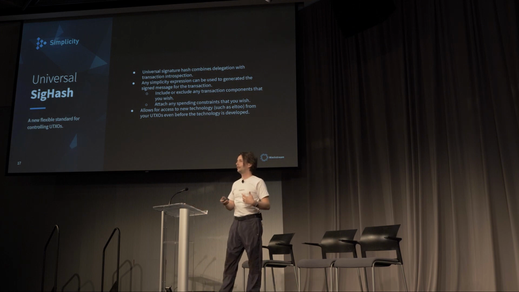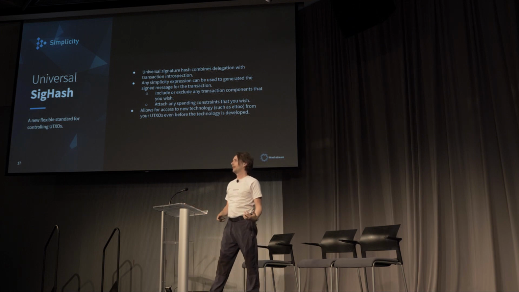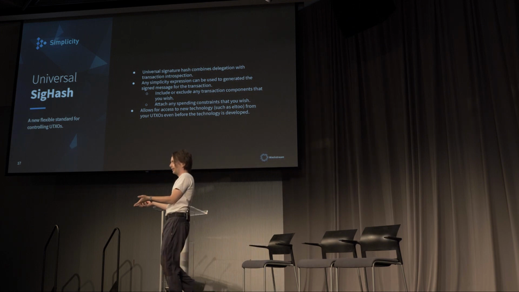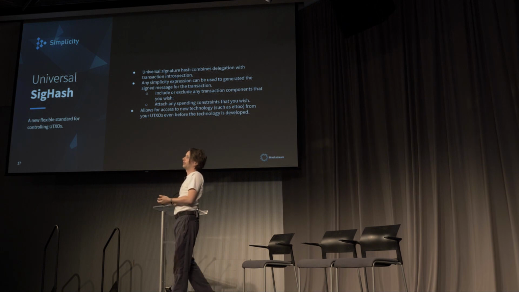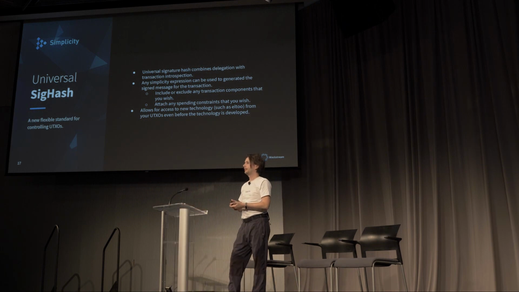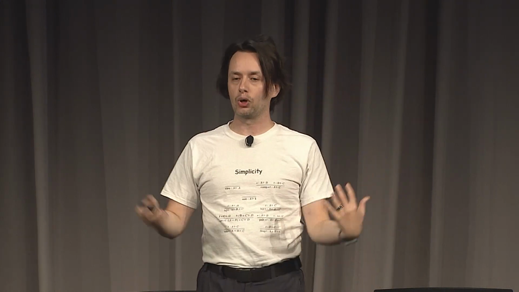So you provide, using the delegation mechanism, a Simplicity expression that constructs the particular aspects of the transaction that you want to hash together, and then you sign the Merkle root of the Simplicity expression that generates it. That's signing the SIG hash plus signing the message hash as well.